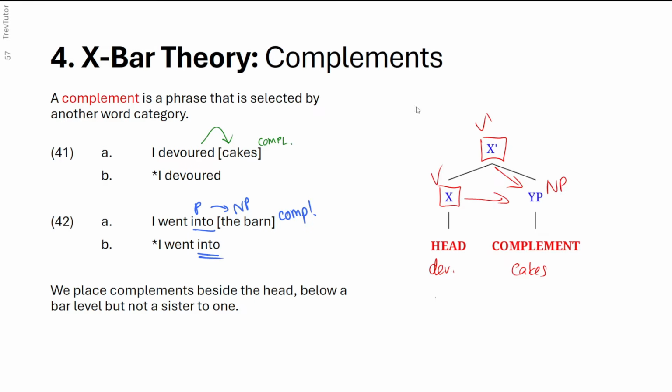So if we were to do the same structure with the preposition, then we'd have a preposition head into, we would have a noun phrase complement the barn, and then this would be beside the preposition, but below the preposition bar. It is not forming a complete PP at this point, a complete prepositional phrase, because we need a specific position for complements to appear.